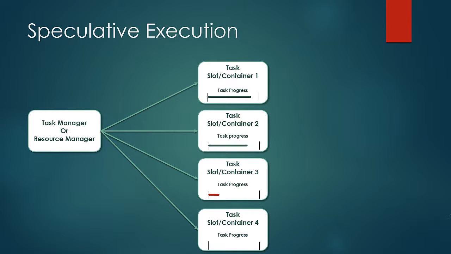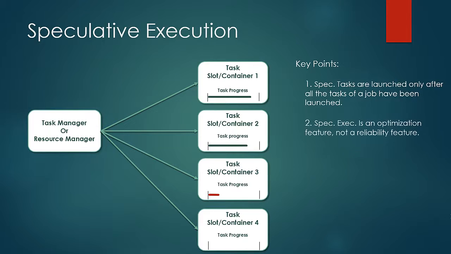There are two important key points to keep in mind when thinking of speculative execution. First, speculative tasks are only launched after all the tasks of the job have been launched. The job tracker then monitors whether any tasks are falling behind, and only then does it speculatively re-execute a task. Second, it is an optimization feature and not a reliability feature.